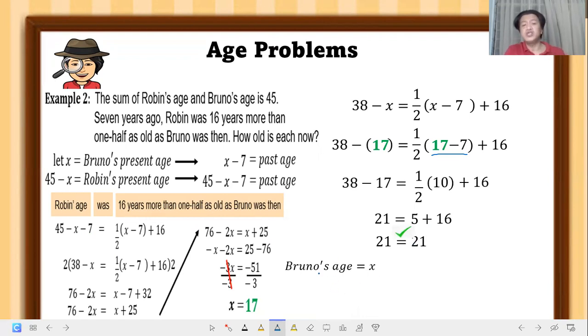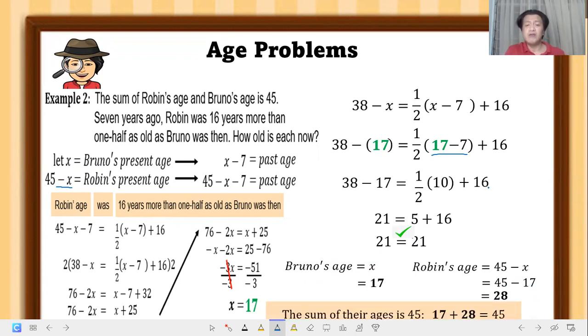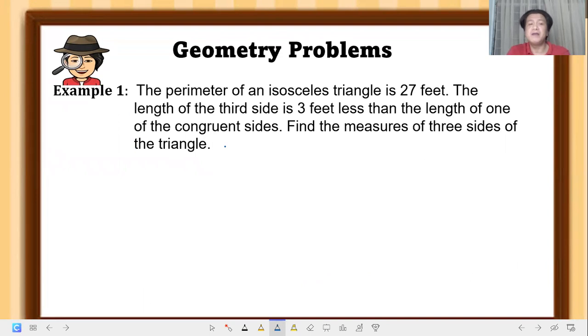Okay? To find the age of Bruno, i-replace lang natin yung nakuha natin. X kasi siya, yung representation of the age, kaya that is 17. Paano naman si Robin? Okay, 45 minus x, ito yon. I-replace mo lang din yung x, which is 17. Okay, 45 minus 17, that is equal to 28. So therefore, ano yung age nila? So we found out that the sum of their ages is 45, that is 17, yung kay Bruno at Robin naman ay 28.